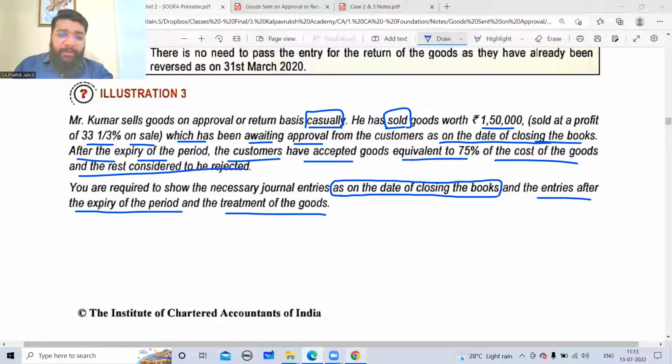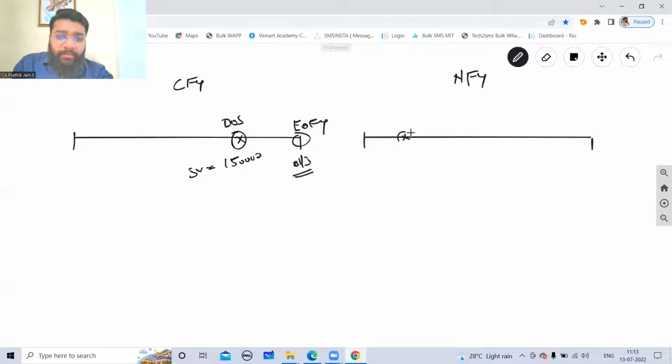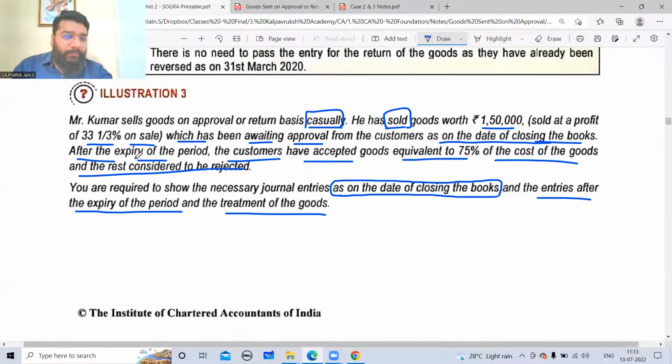After the expiry of the period, so let's suppose the period is getting expired here. This much is the period. After the expiry of the period, the customer has accepted the goods equivalent to 75% of the cost of goods, and the rest is considered rejected. Now this we will wait. We will pass entry till this.